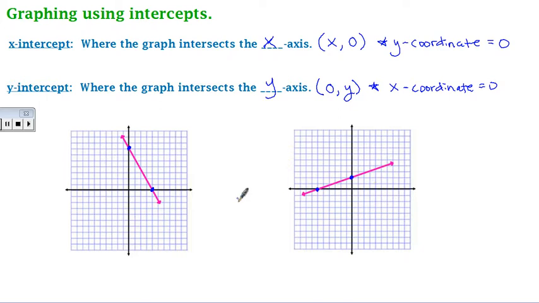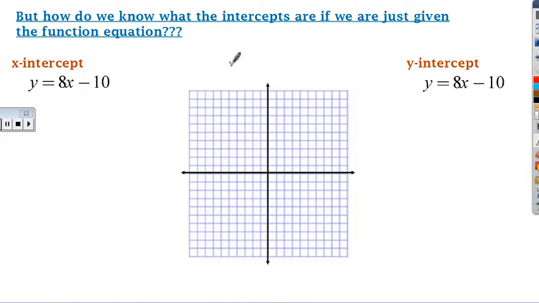So the next question, obviously, is how do we get those 2 points, right? So we're given an equation, how do we get those points to then graph the line? So let's take a look. Your first example is with the equation y equals 8x minus 10. To calculate x-intercept and y-intercept, what we do is we remember what the ordered pairs look like.